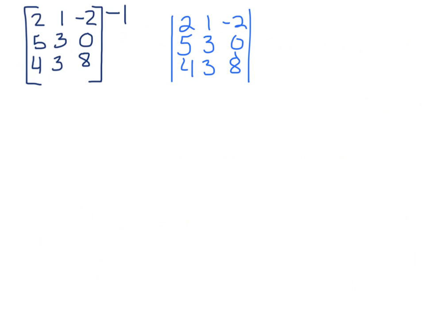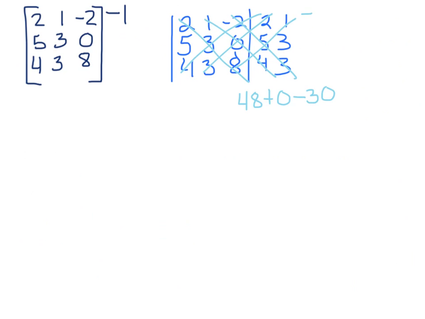So I'm going to use the diagonals method. I'm going to copy 2, 5, 4, 1, 3, 3. I'm going to go down, down, down, and I'm going to get 48 plus 0 minus 30, and I'm going to go up, up, up, and I'm going to get negative 24 plus 0 plus 40. So the bottom number, 48 minus 30 is 18. 18 minus negative 24 plus 40 is 16. 18 minus 16 is 2. So our determinant is 2.